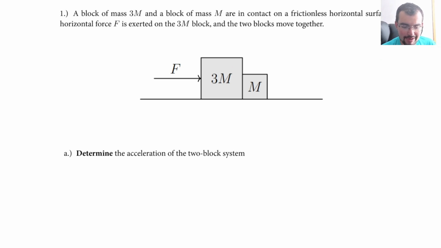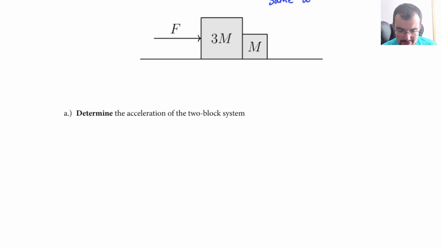All right, a block of mass 3m and a block of mass 1m are in contact on a frictionless horizontal surface. A horizontal force F is exerted on the 3m block, and the two blocks move together. So when we see something like this, this is our indicator that we have the same acceleration. So what is that acceleration of the two block system?